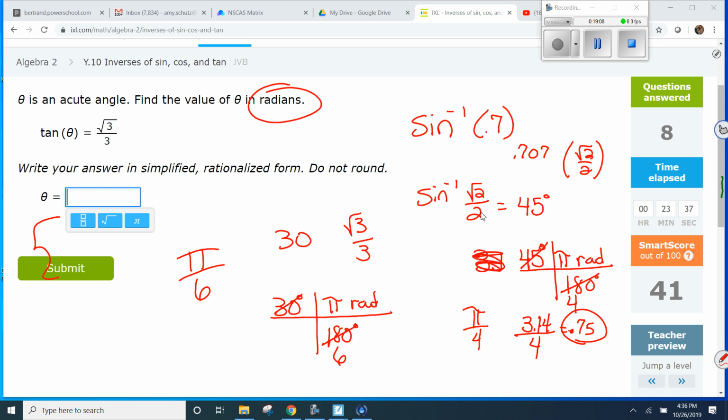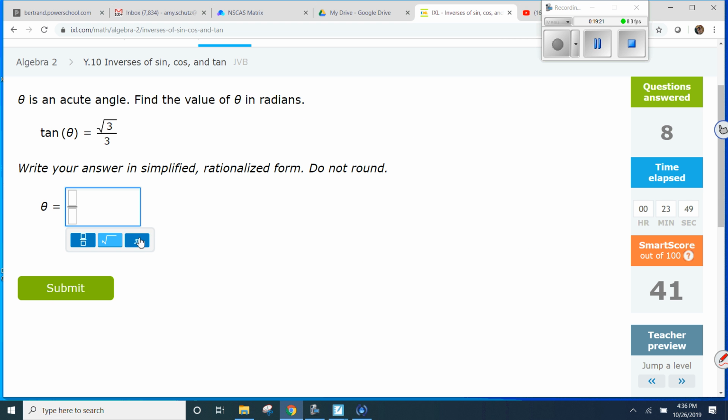This one, they do want in radical format. They didn't say in a decimal format. So that is going to be this pi over 6. I hope I clarified that for you. I apologize for making a mistake there.